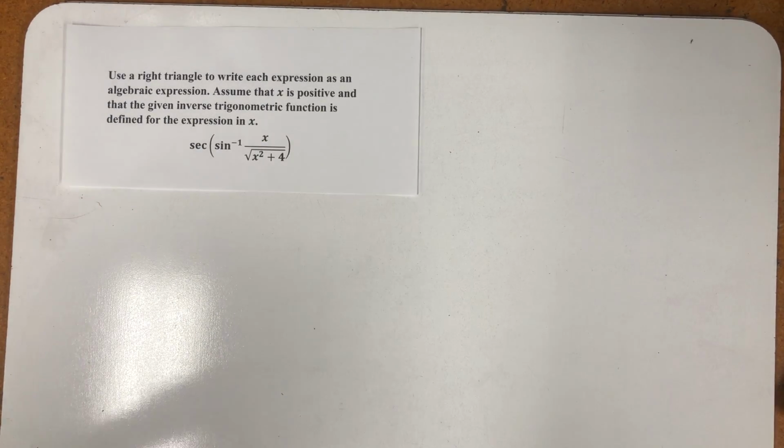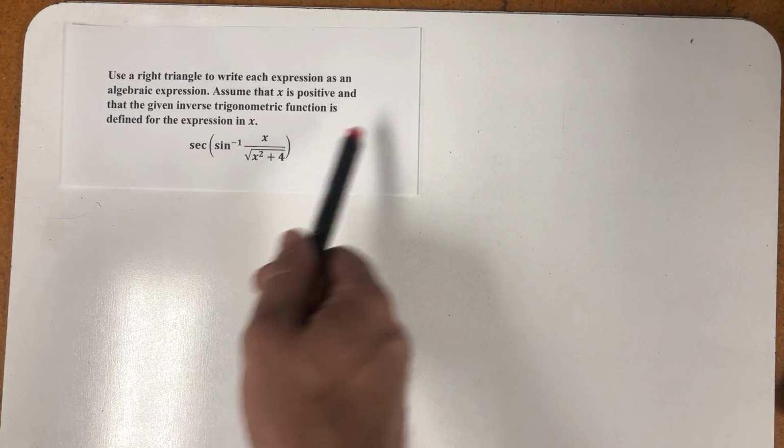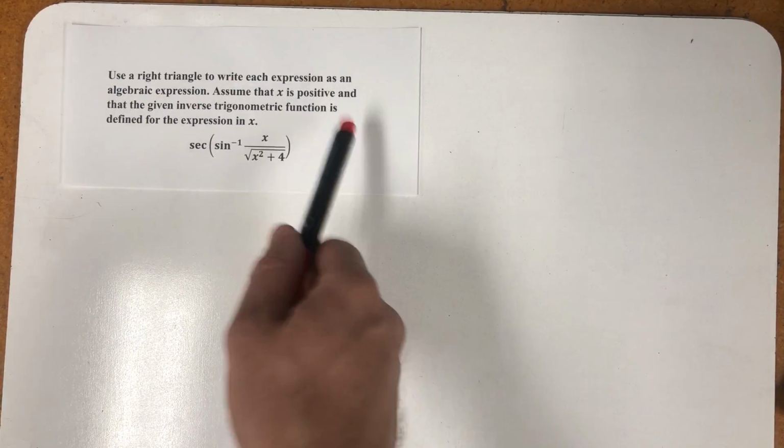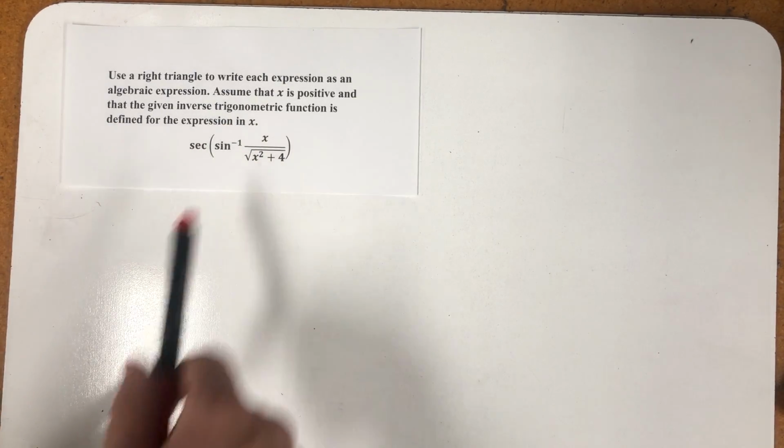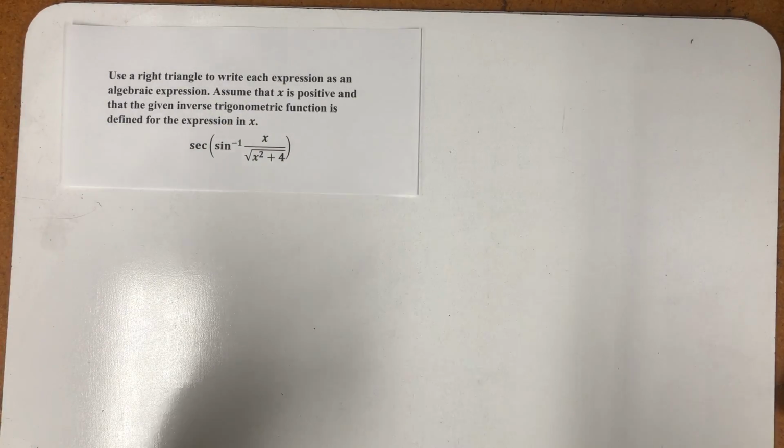and I'm taking the inverse sine of a positive value, which means the angle I'm dealing with will be in the first quadrant. Assume that the given inverse trigonometric function is defined for the expression. Well, that's really just telling me that this value is between -1 and 1. Since I know it's positive, it's between 0 and 1 inclusive, and I can take the inverse sine of it.